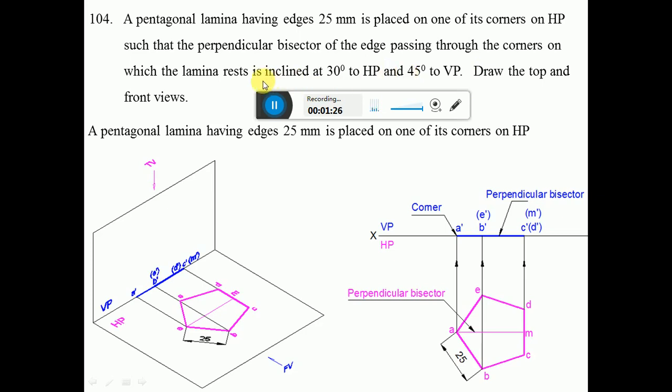And he says the perpendicular bisector of the edge passing through the corner on which the lamina rests is inclined at 30 degrees to HP and 45 degrees to VP. So which is the perpendicular bisector? The perpendicular bisector of the edge, passing through the corner on which the lamina rests. Obviously this side is a corner, and the opposite side is an edge, and the perpendicular bisector is from that corner point to the midpoint of the opposite side. You can see that M here. So that is A dash to M dash, this perpendicular bisector.